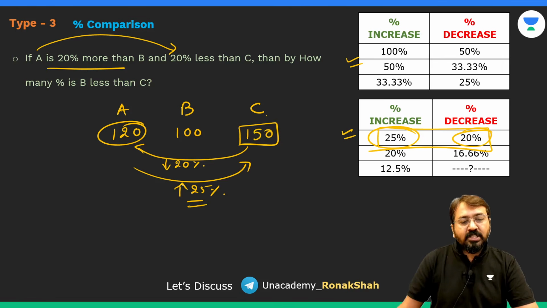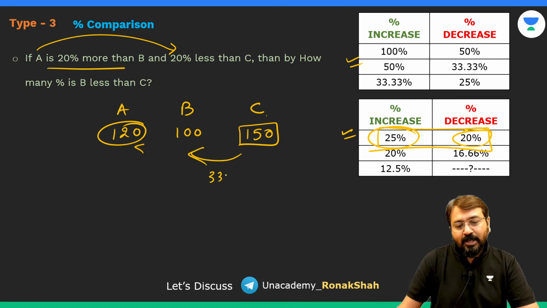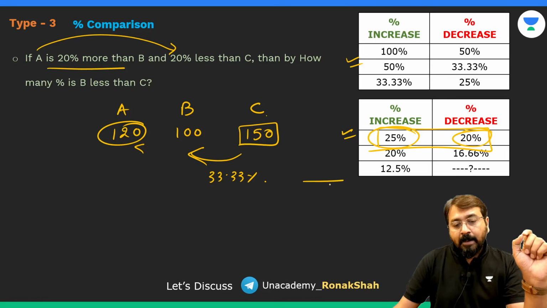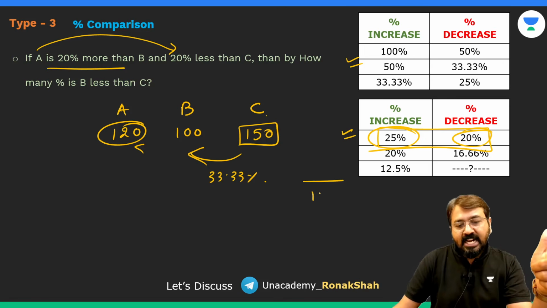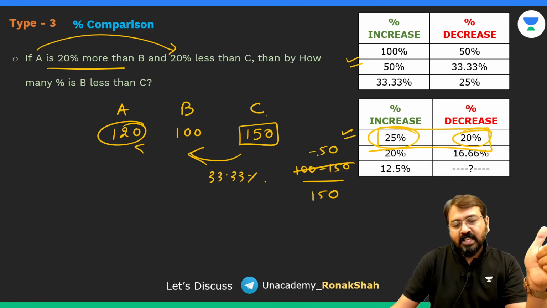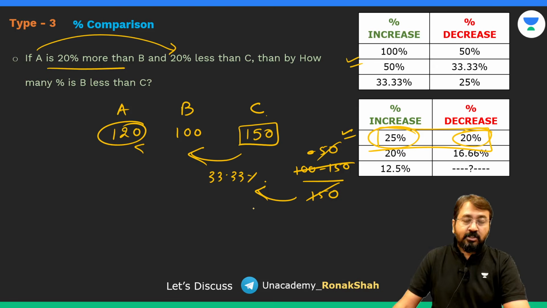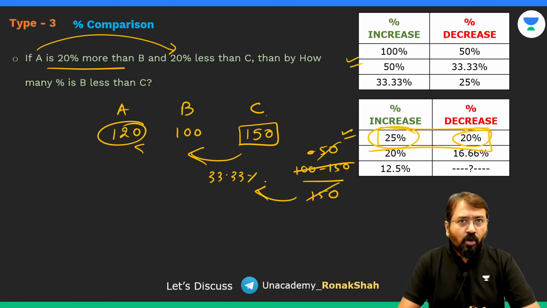Now what is our question? Our question is B is how many percent less than C? So can I say B is 33.33% less than C? Now I hope you are able to understand this part. We are comparing B with C. So remember, with whomever we are comparing, that value will go in the denominator and numerator should be B minus C. Okay, so you know this is going to be minus 50. Minus just indicates that one value is less than the other value. So this is nothing but 1/3. 1/3 is 33.33%.